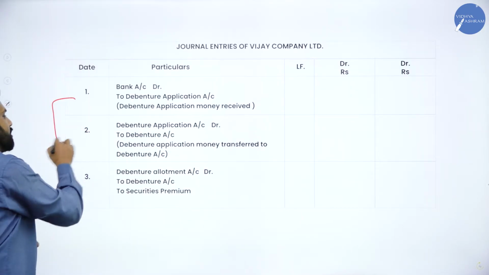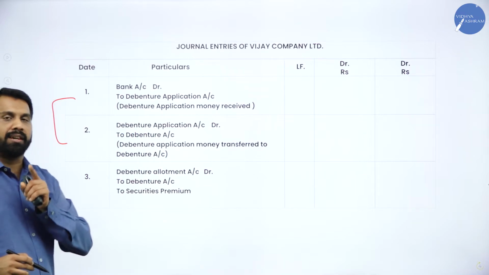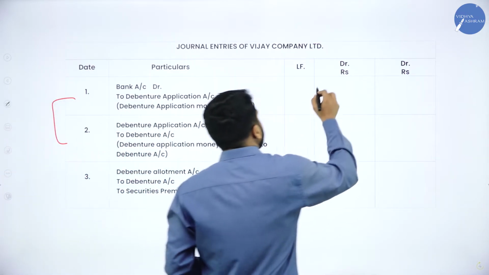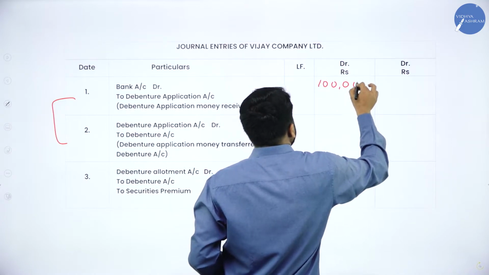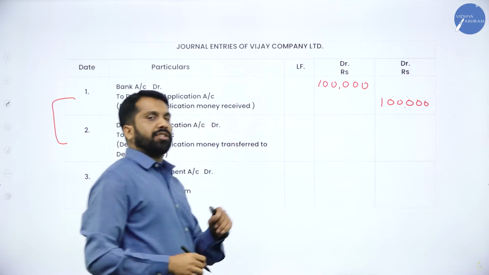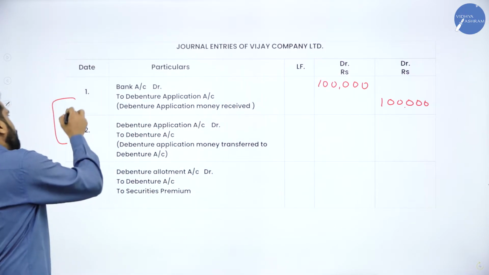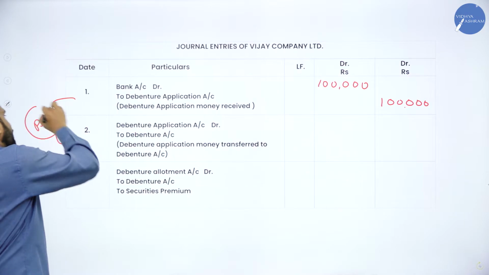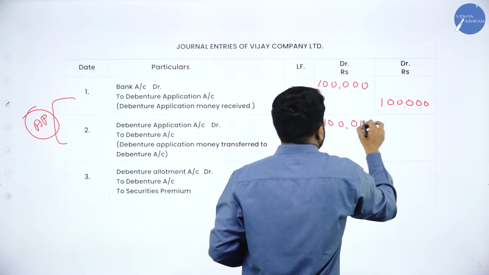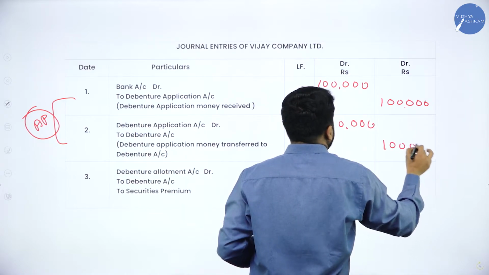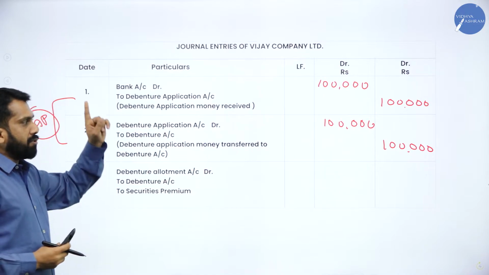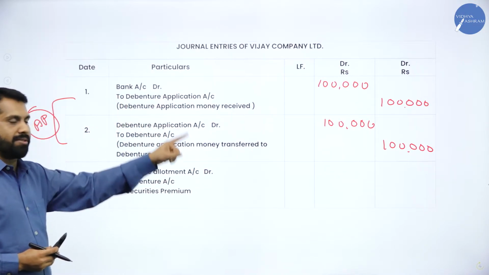These two journal entries we call as application. How much is your application? 1 lakh. Now, your application is 1 lakh and 1 lakh. First journal entry is over. As I told you, these two journal entries are for application. Similarly, 1 lakh as well as 1 lakh. Your two journal entries are done. If you do the working note there, it is easy to calculate.